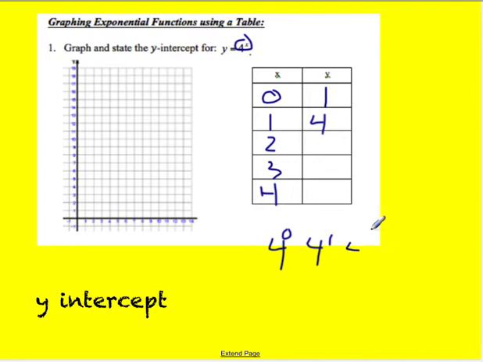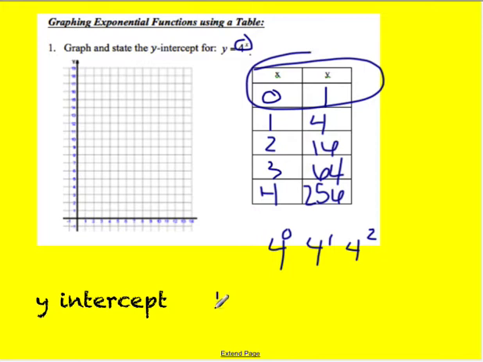And then I typed in 4 squared. That's 16. And then you get 64. And then you get 256. So your y-intercept is always when your x is equal to 0. So my y-intercept for that equation is 1. So I'm going over 0, up 1.